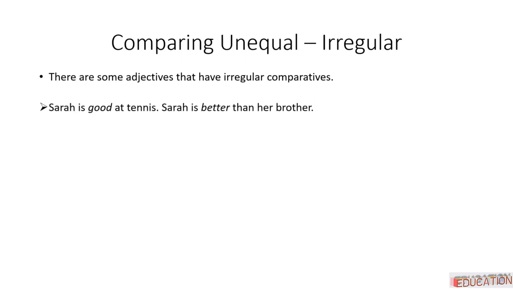The comparative form of good is better. So here we see the example, Sarah is good at tennis. Sarah is better than her brother. And the comparative form of bad is worse. So Jim is bad at football. Jim is worse than Peter.